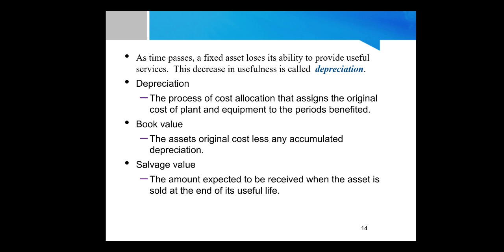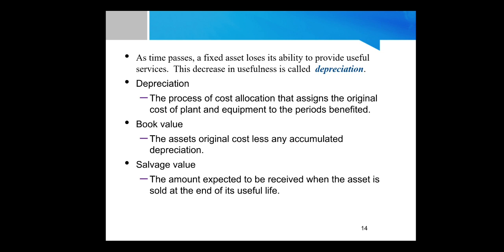So see here, depreciation. The second point here, depreciation is the cost of allocation that assigns the original cost of plant and equipment to the period benefited. So basically, depreciation expense is the amount of decrease in value of a non-current asset that we record as an expense in accounting. Book value. Okay, this is another term that you have to know related to depreciation. Book value is the asset's original cost less any accumulated depreciation. Okay, you will see that in a later slide.